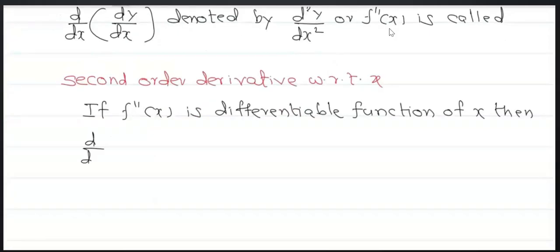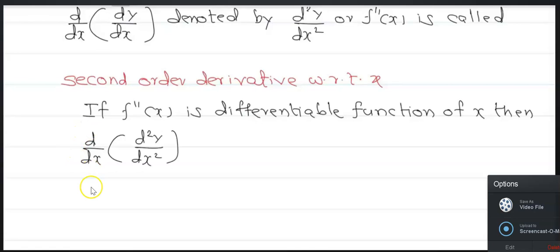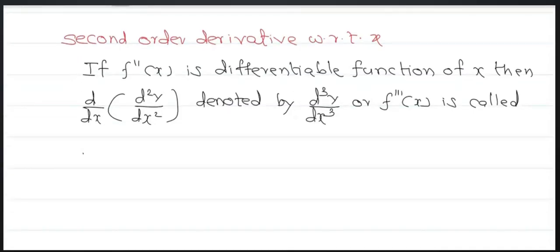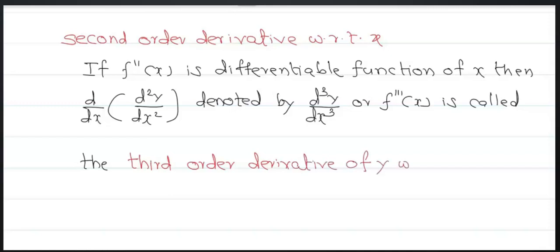then d by dx of d2y by dx square is equal to d3y by dx cube. It is denoted by d3y upon dx cube, or f triple dash of x, and is called the third order derivative of y with respect to x.